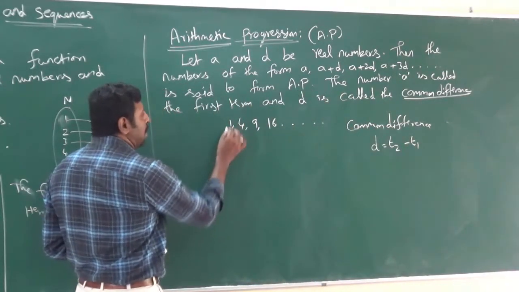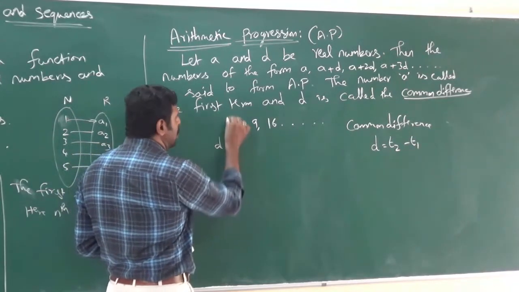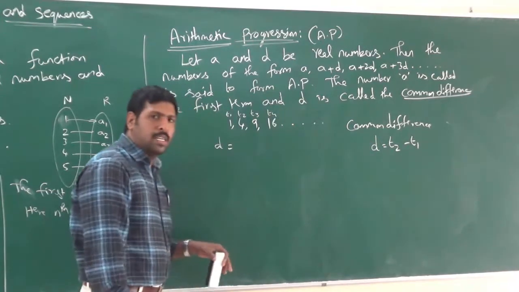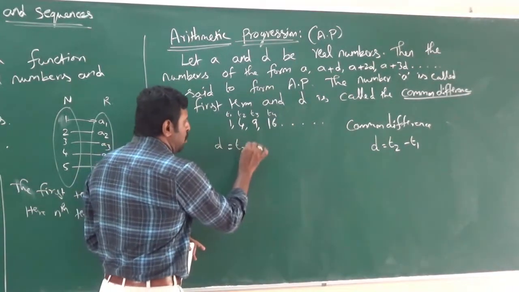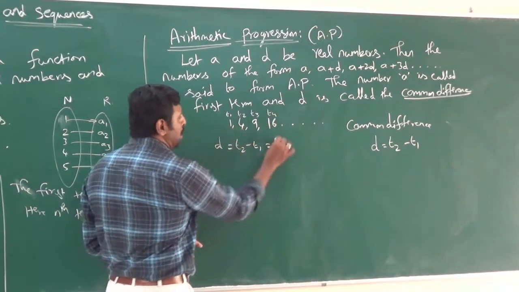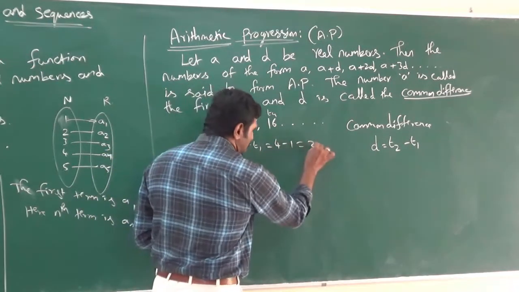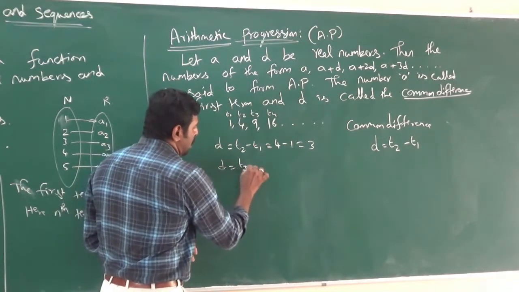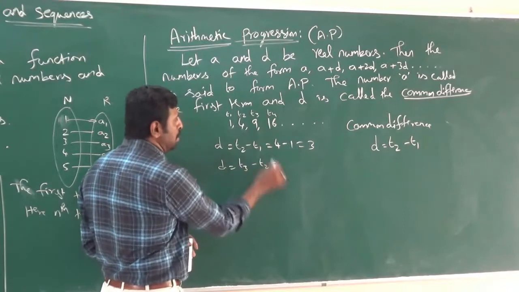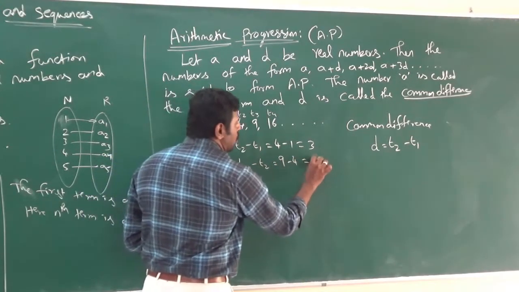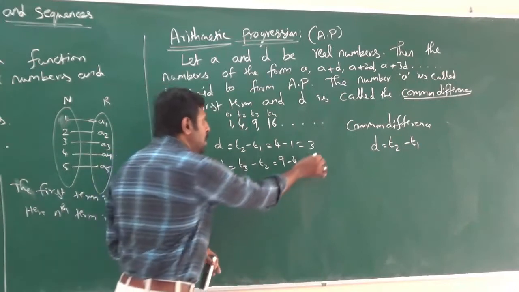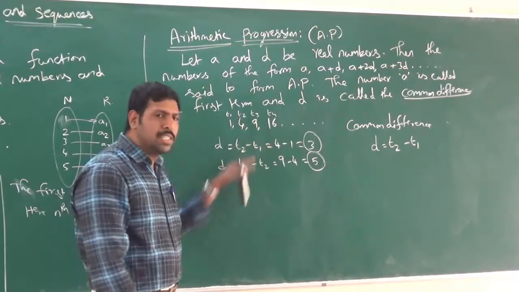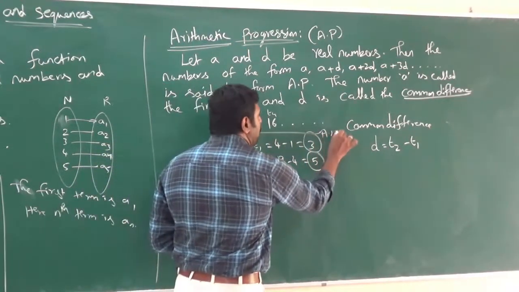For this sequence, here this is t1, t2, t3, t4. The second term minus the first term, t2 minus t1, is equal to 4 minus 1, which is 3. And then for the third term, d is equal to t3 minus t2, which is 9 minus 4, so we get 5. See, here the common differences are not equal. First of all, I said this is a sequence, right? But the sequence is not an AP.